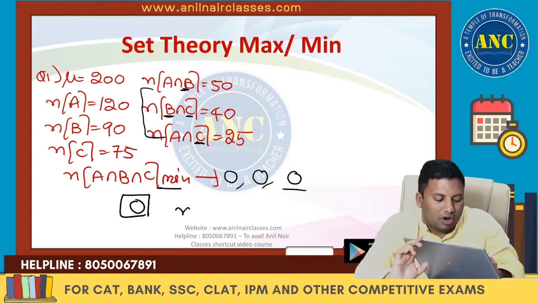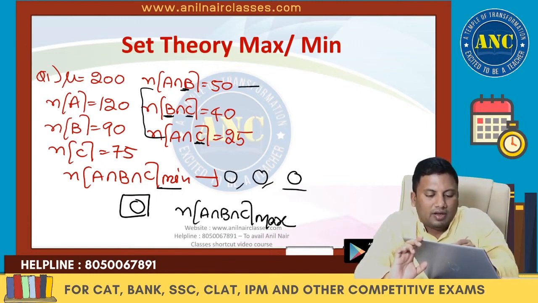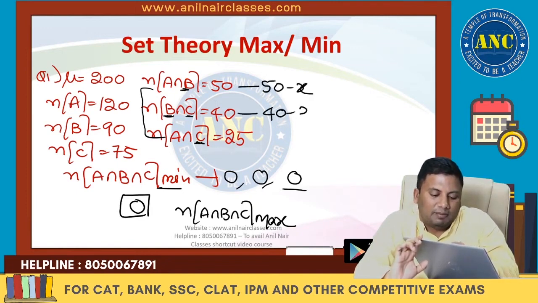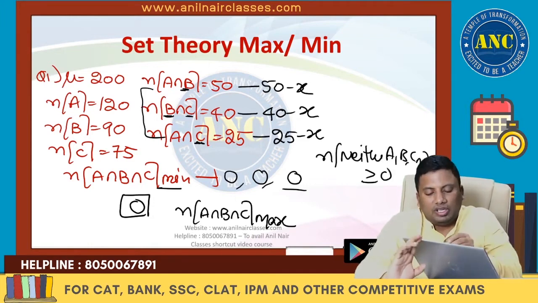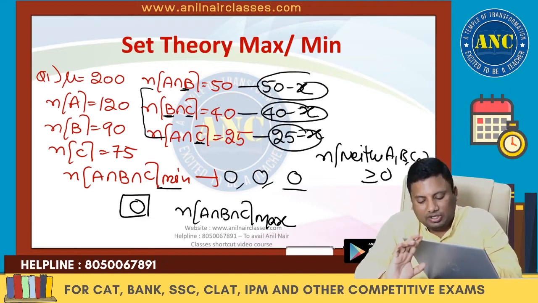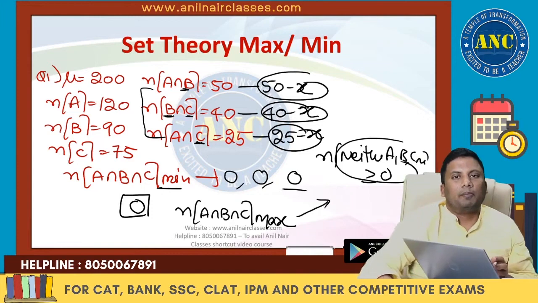Even you can also do A intersection B intersection C maximum. How can you do it? One is 50 minus x, another is 40 minus x, another is 25 minus x. Find N of neither A, B, C nor D greater than or equal to 0. Do this and this and this and this greater than or equal to 0. You will get the maximum value.